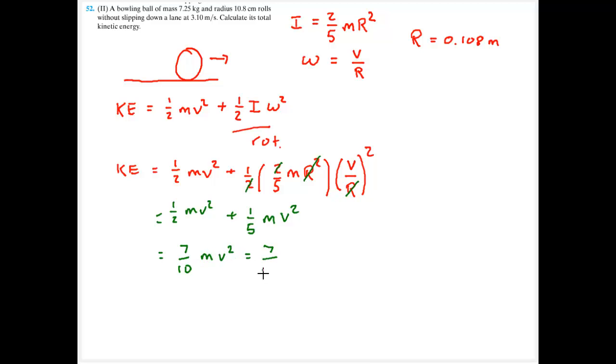So we go ahead and we plug everything into this. Mass is going to be 7.25 kilograms. The velocity is going to be 3.1 meters per second. And don't forget to square that guy. And I'm left with 48.77 joules.